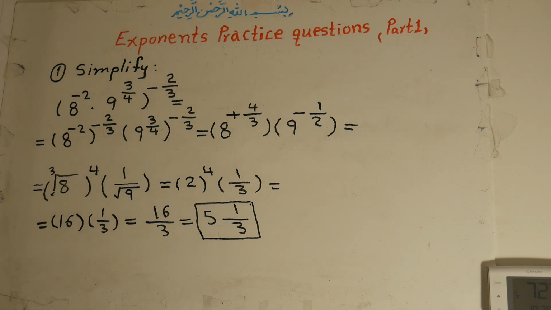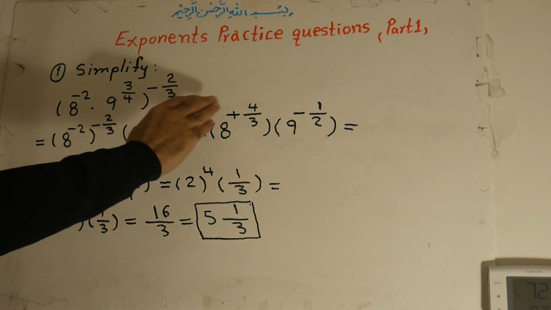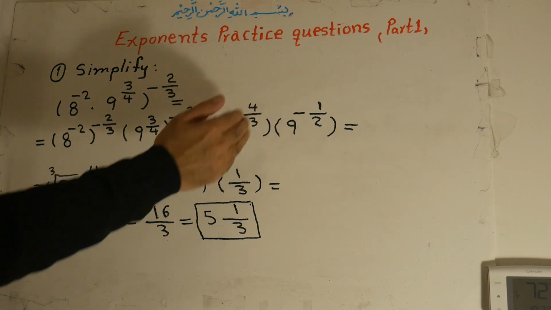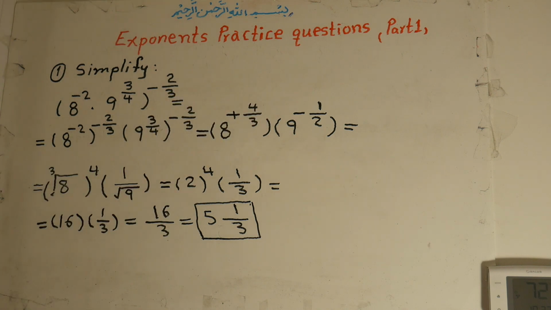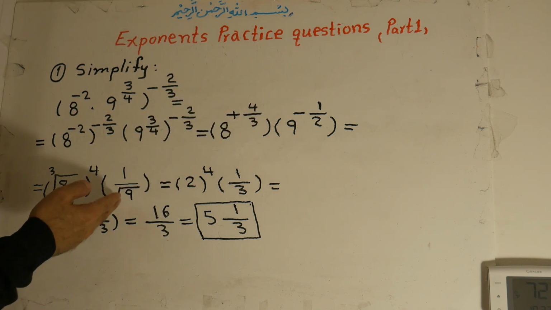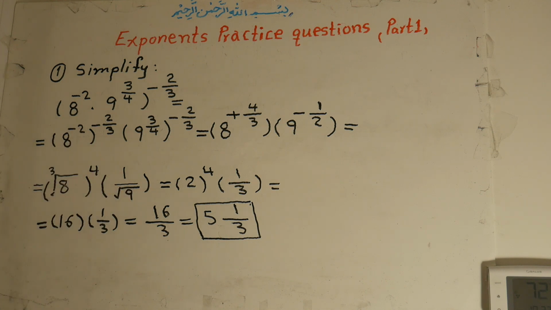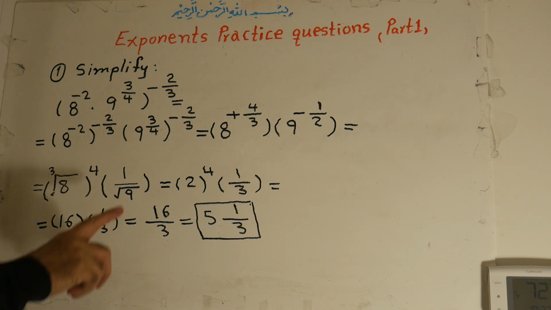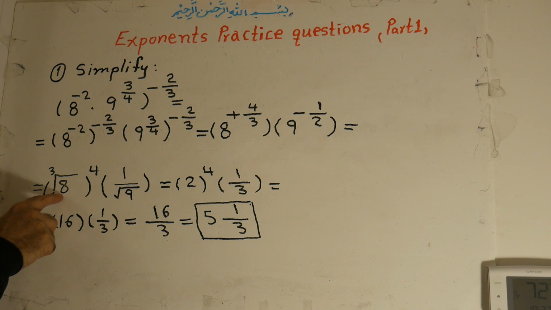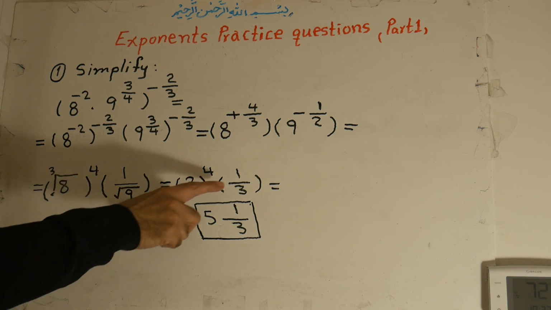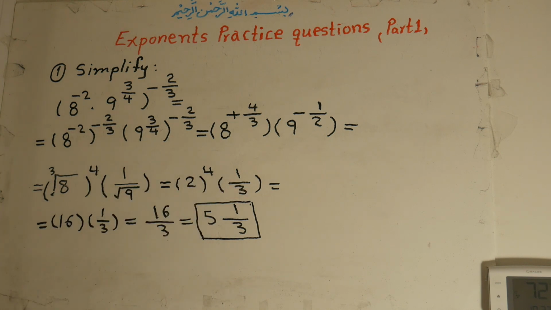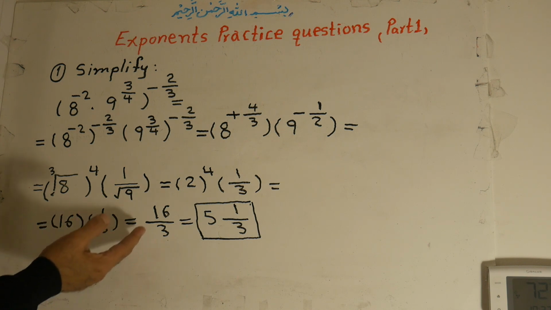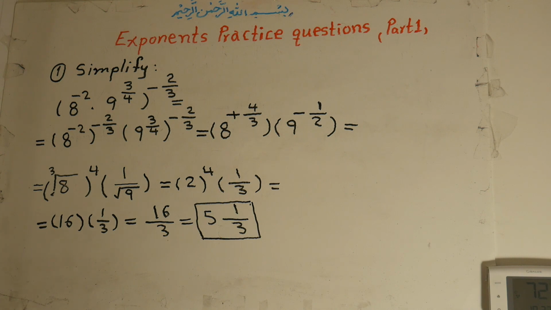And this is equal to 8 under the third root, all to the power of 4, because the numerator means the power and the denominator means the root. And the reciprocal, because we want to change this negative to positive, so we write 1 over 9 to the power of positive 1 over 2, that is equal to the square root of 9, and that is equal to the third root of the 8 is 2, all to the power of 4, and 1 over the square root of 9 is 3. And this 2 to the power of 4 means 2 times 2 times 2 times 2, 4 times, 16, times 1 over 3. And this is 1 times 16, 16 over 3, and is equal to 5 1 over 3.